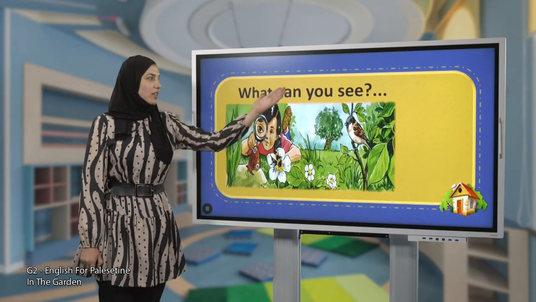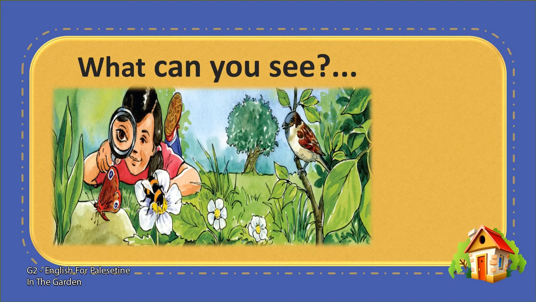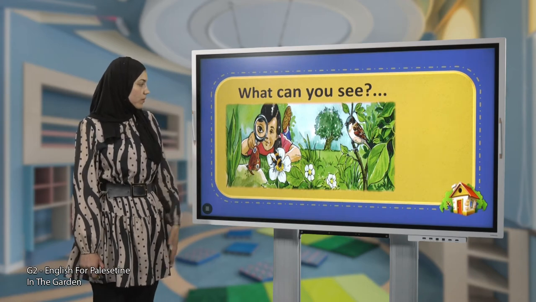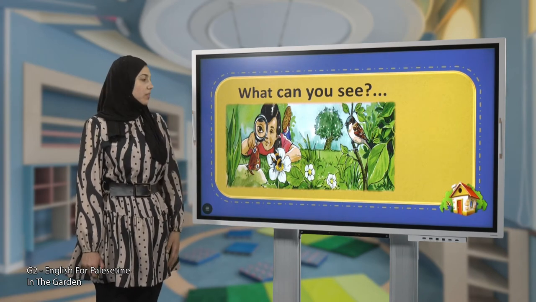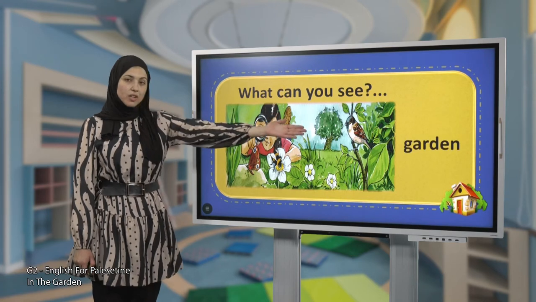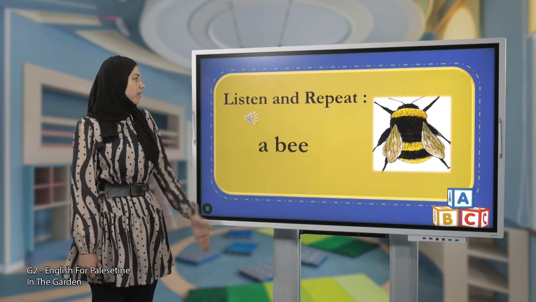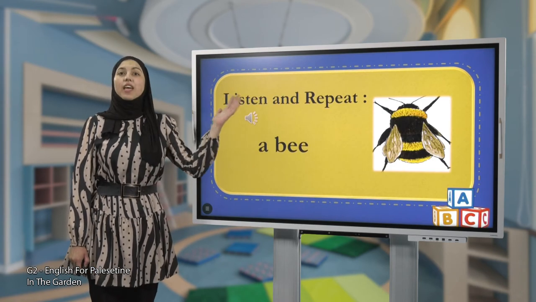Now, what can you see? Look at this picture and tell me what can you see? Yeah, flowers, good. Bird, good. Girl, yeah. So, it's a garden. It's a garden, yes. Now, let's listen and repeat.